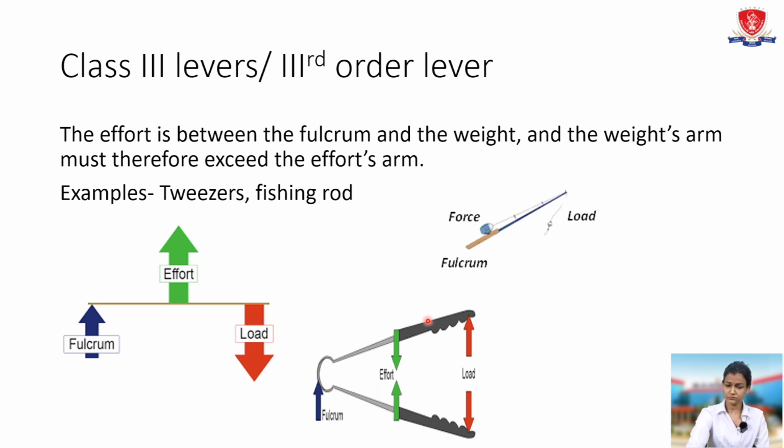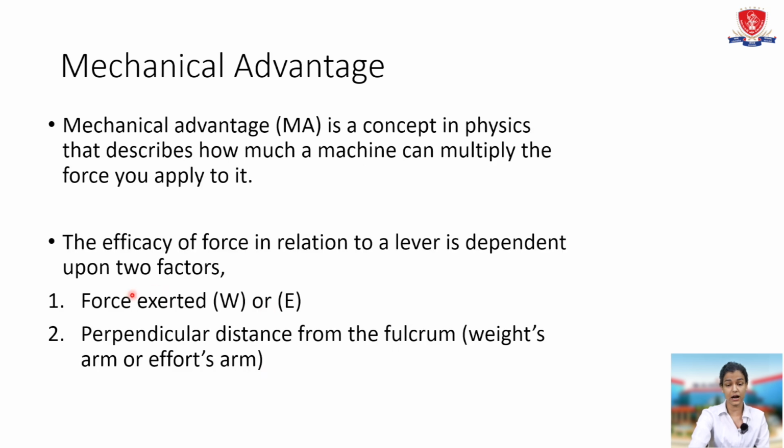By putting the effort in the center, you are able to pick any object with the help of the tweezer, which is the load applied at the other end. Now, when we're talking about levers or machines, we generally talk about mechanical advantage. What is a mechanical advantage?